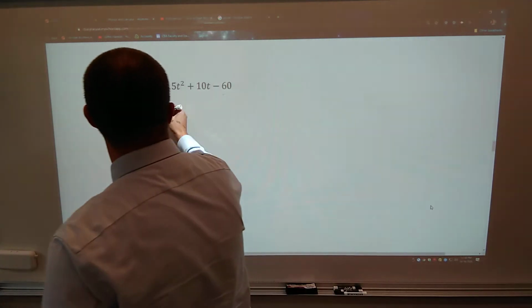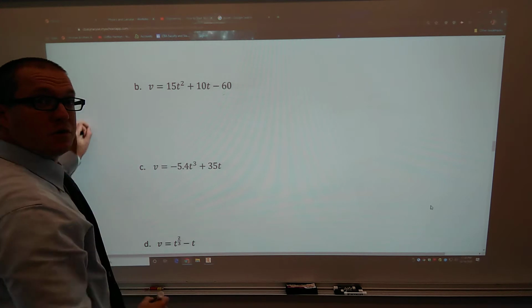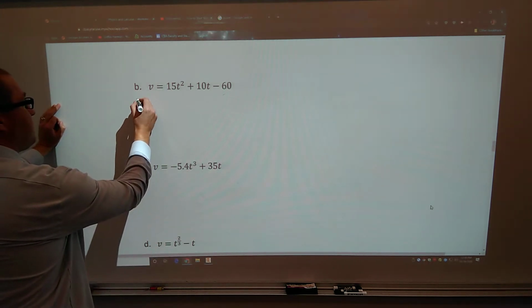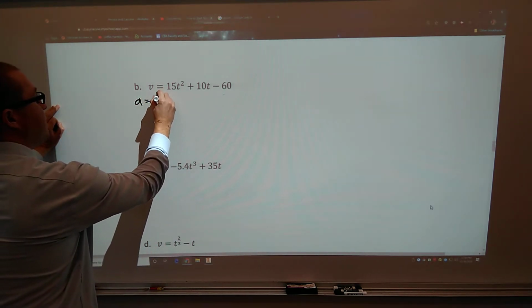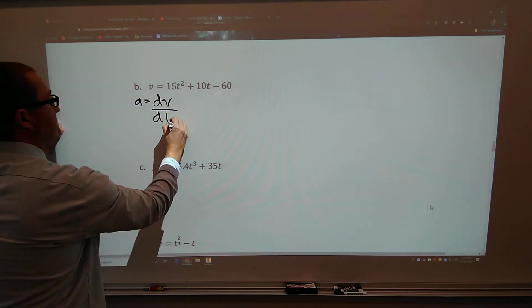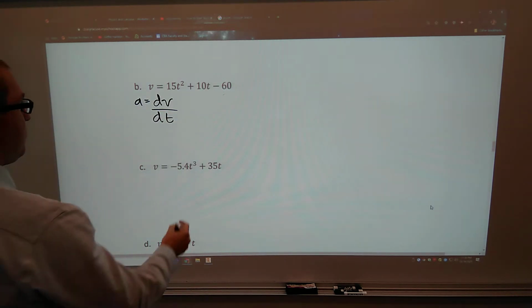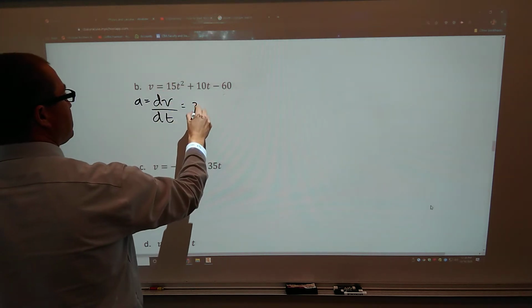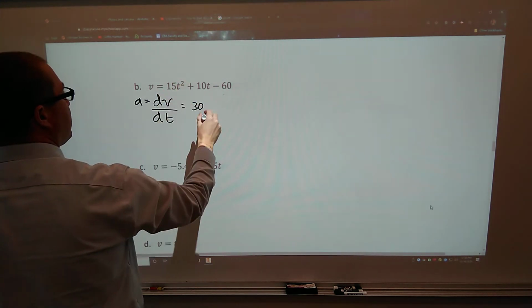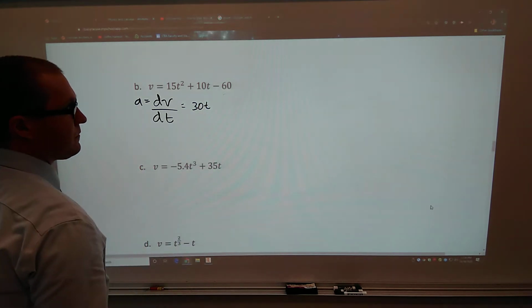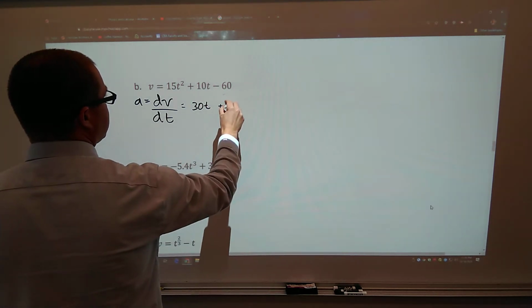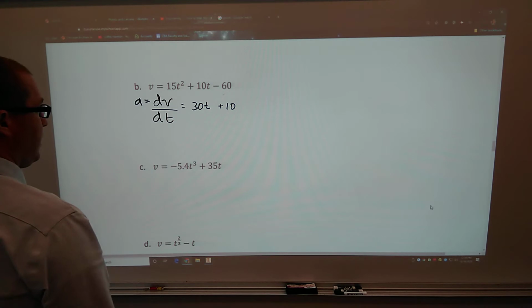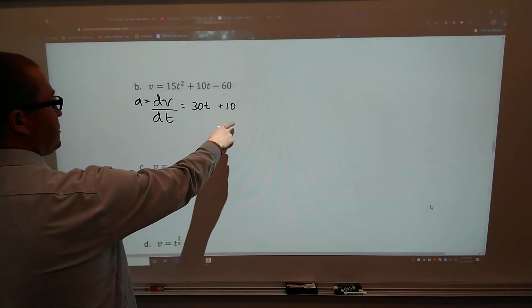So I always do the acceleration first. Make sure I'm not blocking here. Acceleration equals the derivative of velocity with respect to time. So you get quick at this as you do it. So it's 2 times 15, which is 30. Then you take 1 off of the t, so that's t to the 1, plus 10, all right? So that's the acceleration function for all time.